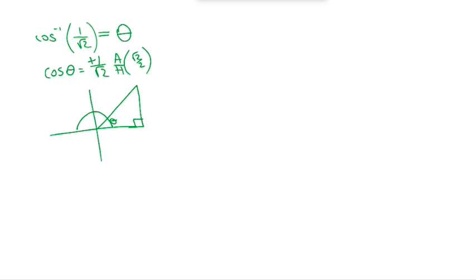So it's 1 on the bottom, and square root of 2 is the hypotenuse. The other side is 1. So theta is equal to, better known as, pi over 4. That's it.